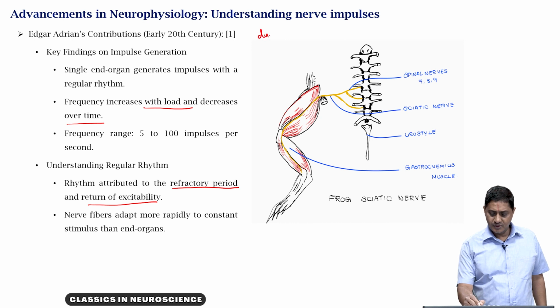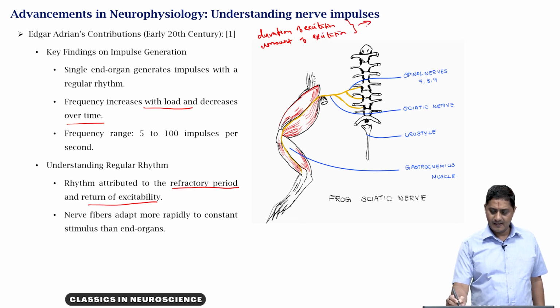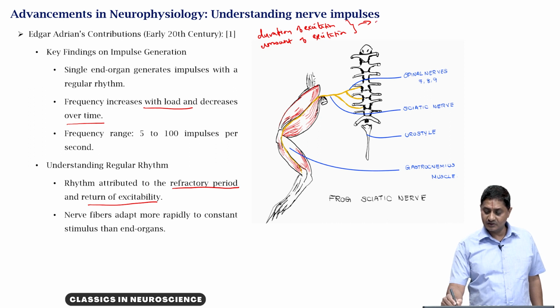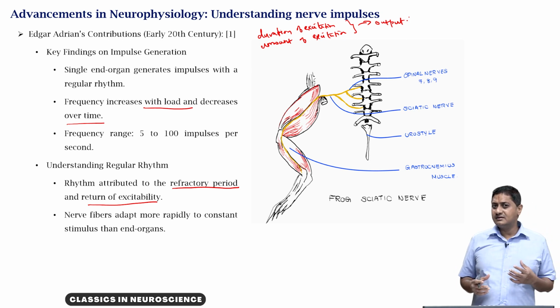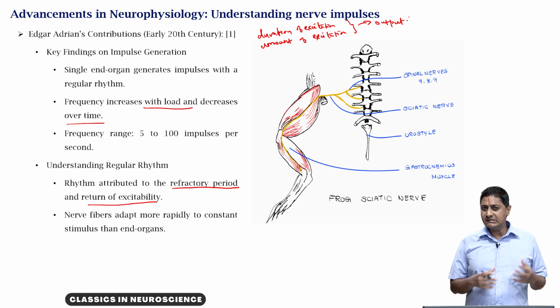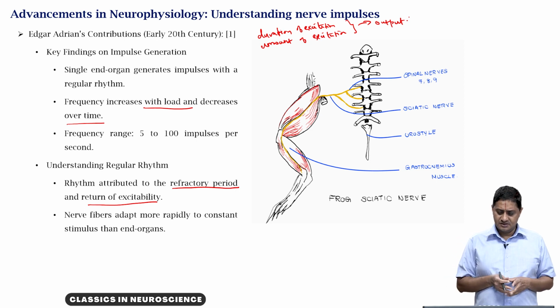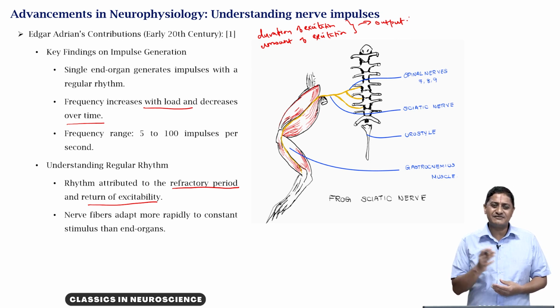So duration of excitation, amount of excitation, both of these have an impact on the output. They found that depending on the duration of excitation, the amount of excitation, the frequency of firing and the number of impulses per unit time changed. So there was this encoding of information in this action potential, in these trains of action potential.